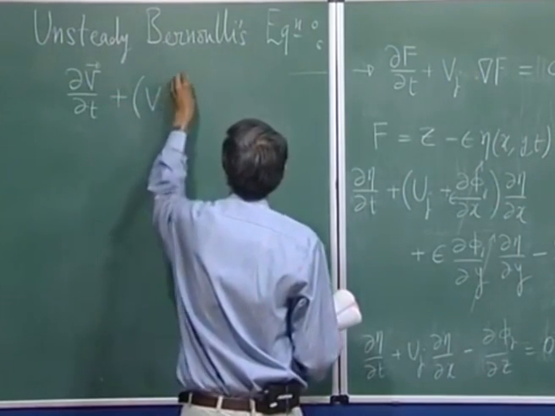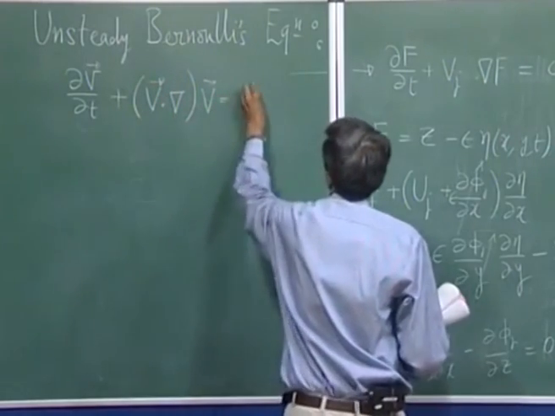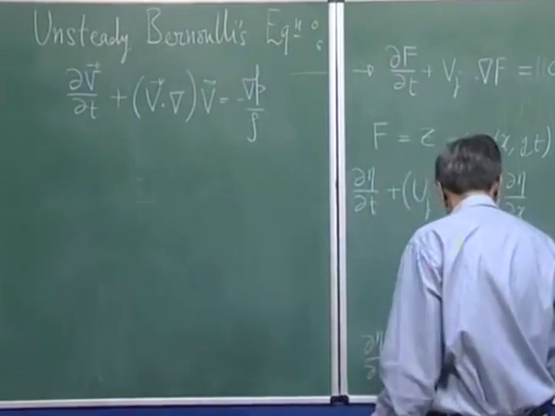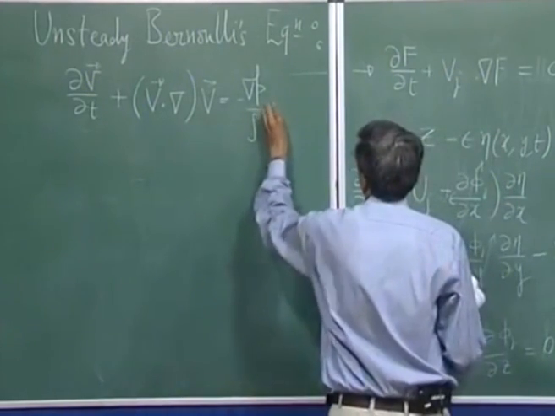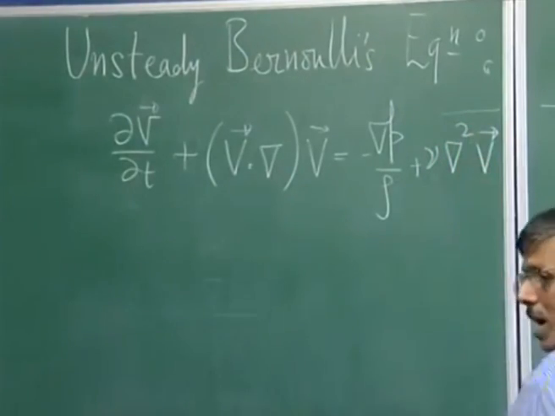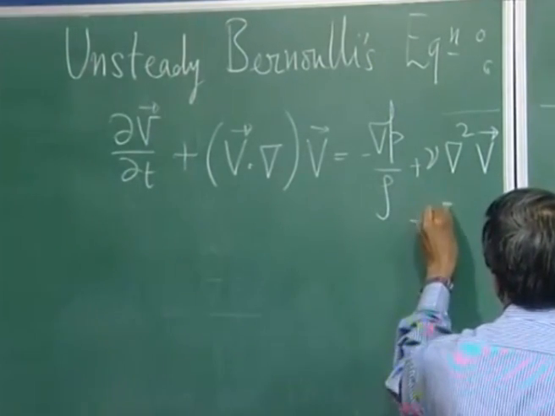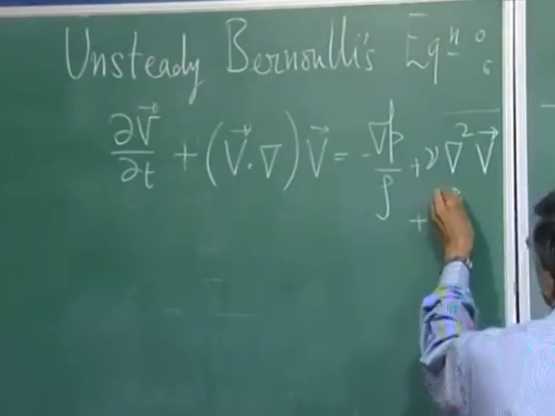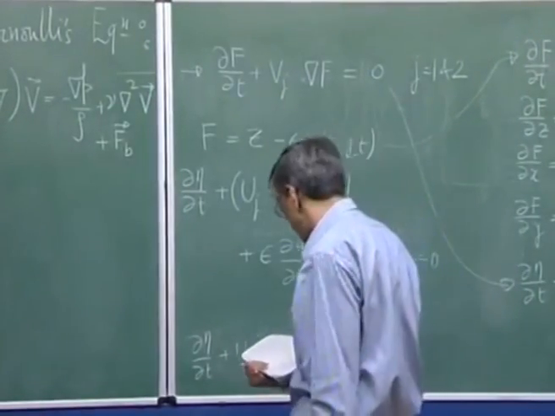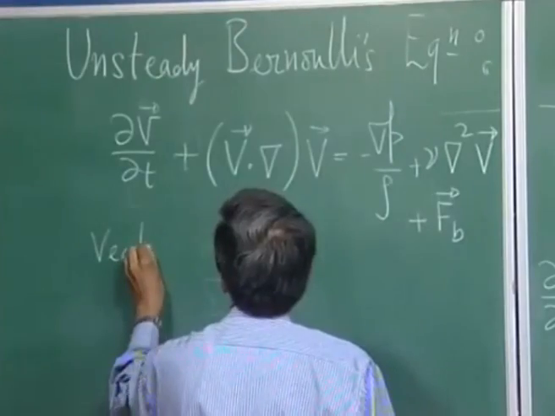V dot grad V, and on the right hand side you have gradient of pressure over rho, and then you have nu times this, the viscous diffusion term, and let us say we also have some kind of a body force. Okay. So, this is what we have. Now, let us use a vector identity.